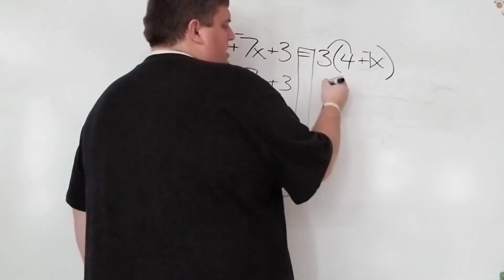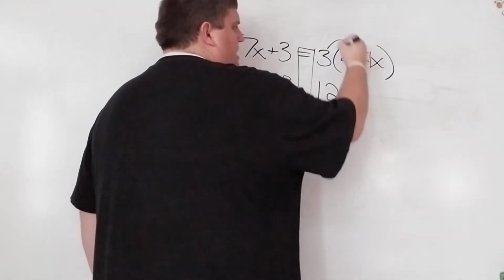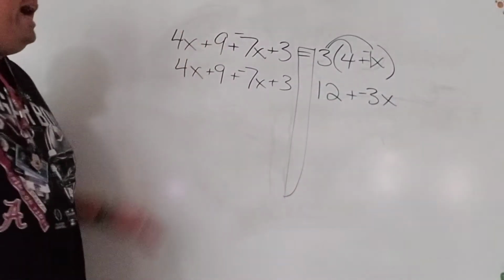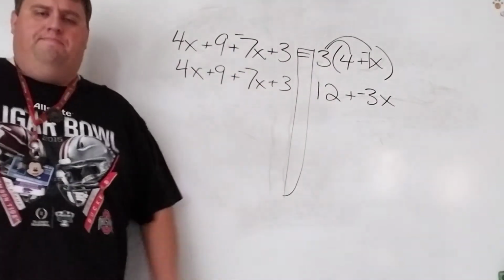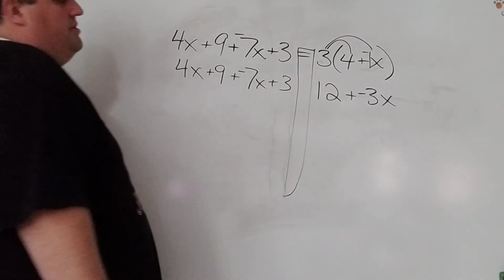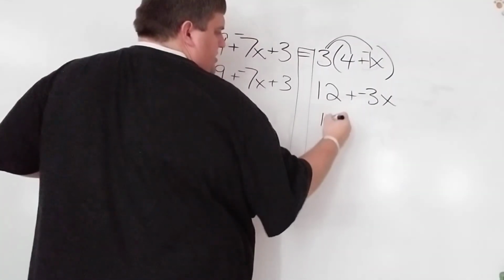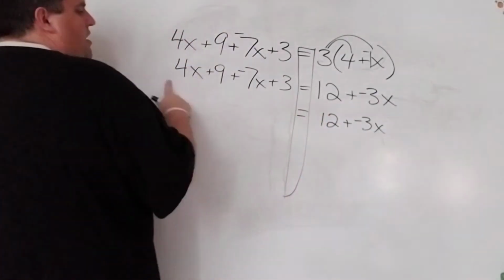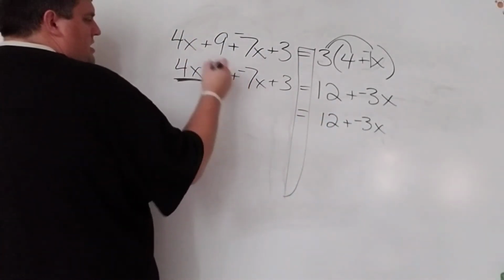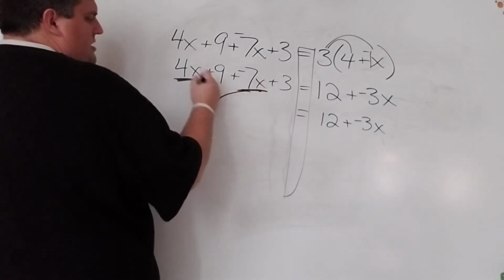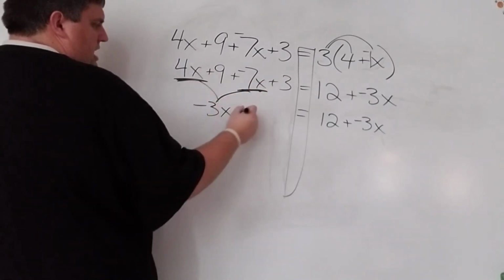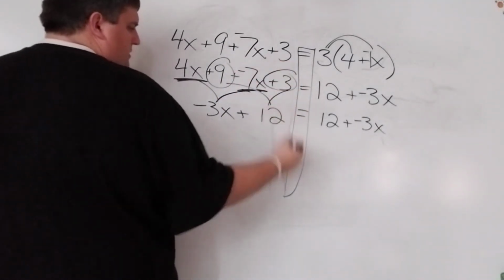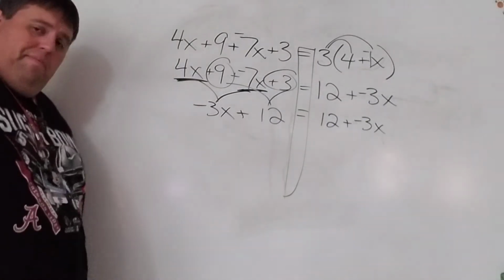So 3 times 4 is going to give me 12. And 3 times negative 1x is going to be negative 3x. So I distributed, I got to here. Now I'm going to check like terms. Well, over here, there are no like terms. Over here, there are like terms. I got a 4x, and I got a negative 7x. Those go together, give me negative 3x. I got a 9, I got a 3. When I add those together, I get 12. So that's what happens after I add my like terms.